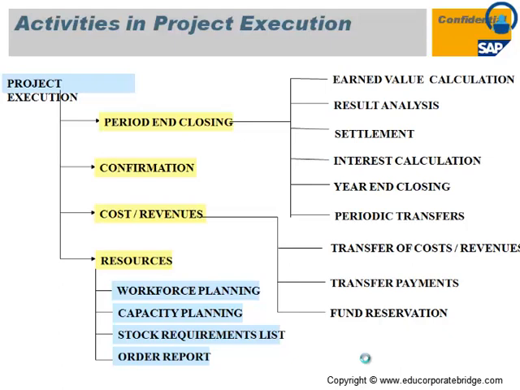The year end closing is nothing but your calculation of the settlement and your project closure. You need to close the project technically and financially. So these are the two ways where you do the year end closing of the project. And the periodic transfer is where you transfer the cost from one object to another object.